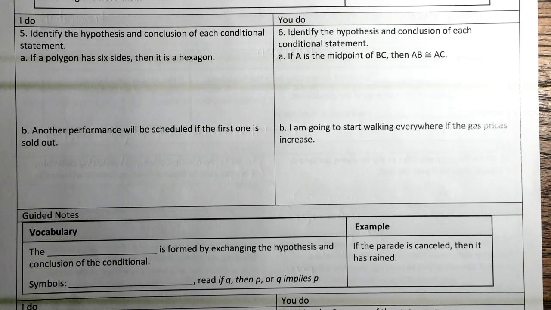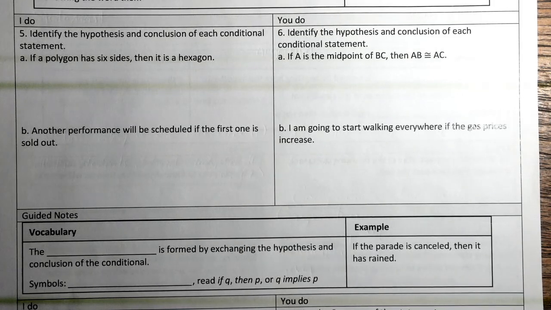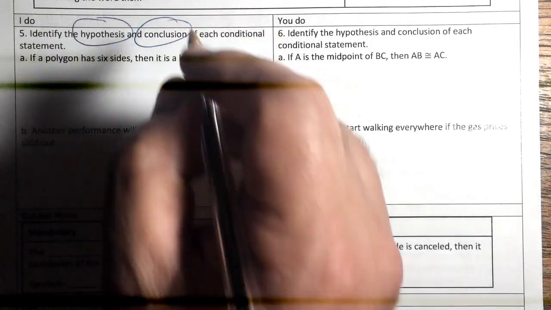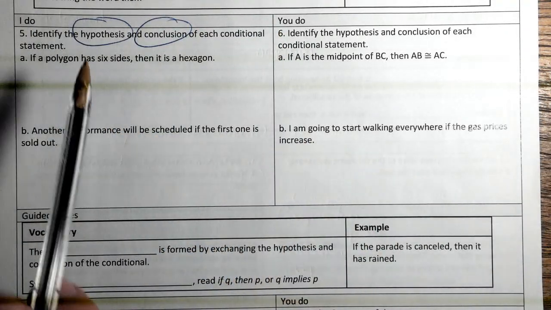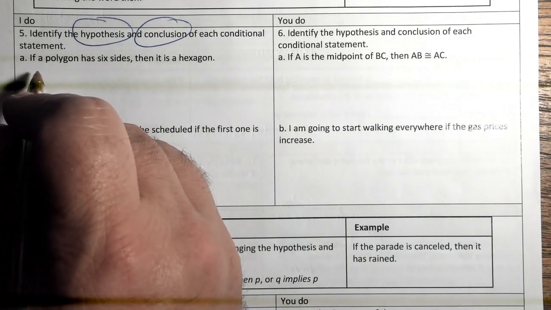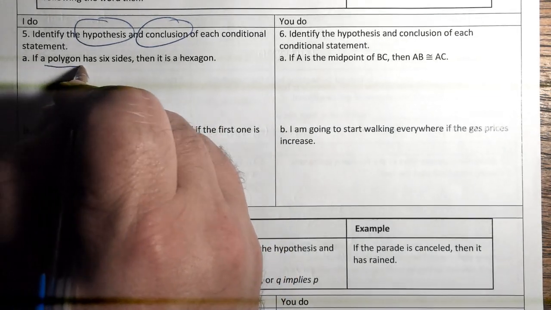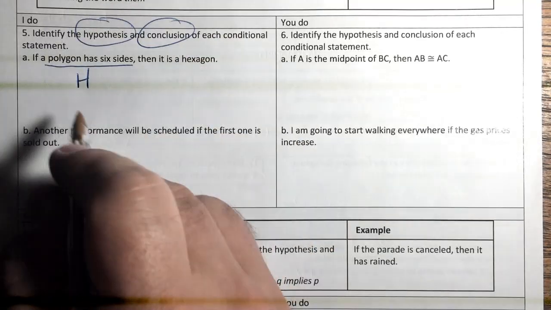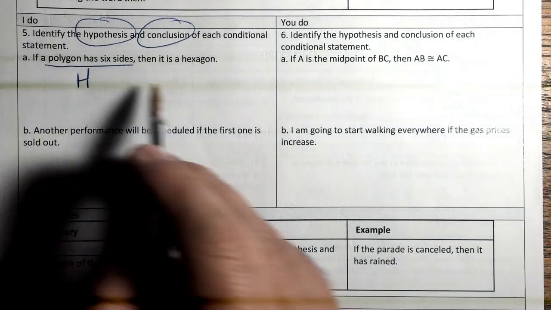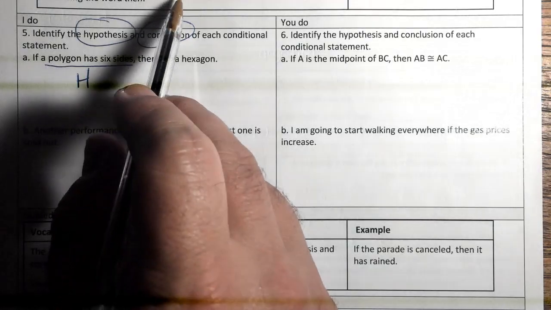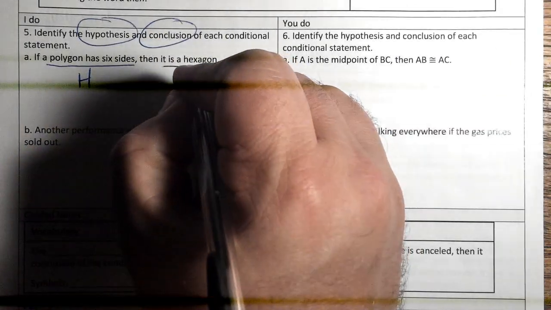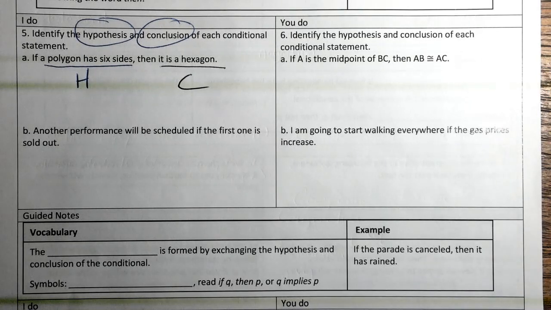Number 5. Identify the hypothesis and the conclusion of each conditional statement. If a polygon has 6 sides, then it's a hexagon. So all we're doing here is identifying the hypothesis and the conclusion. Well, it told us up here, hypothesis immediately follows the if. So your hypothesis for this one, I'm just going to put an H, is a polygon has 6 sides. The conclusion immediately follows then. It's a hexagon. That's our conclusion. That's what they're asking for.